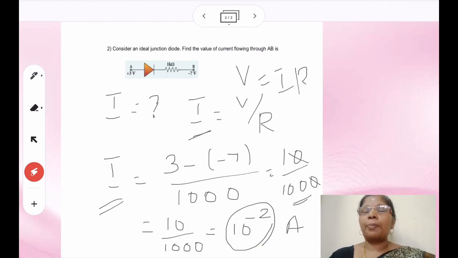So in this class you have learned about P-type semiconductor, N-type semiconductor, and the junction diode, forward bias and reverse bias. With the help of Ohm's law, you learned how to calculate the value of current I. Okay. Thank you, students.